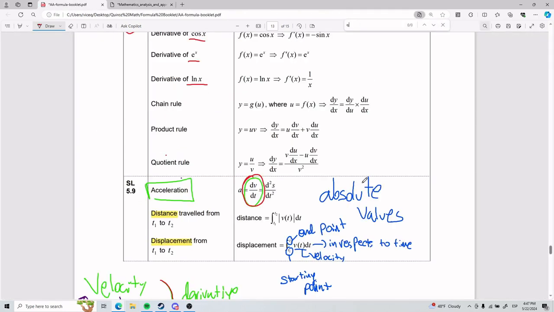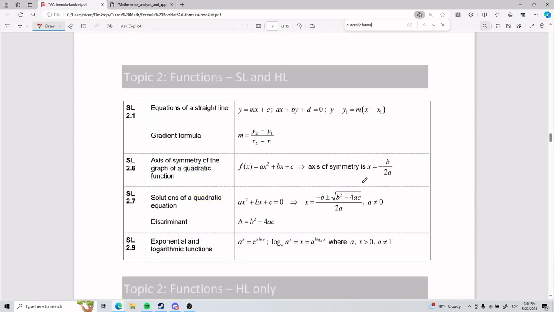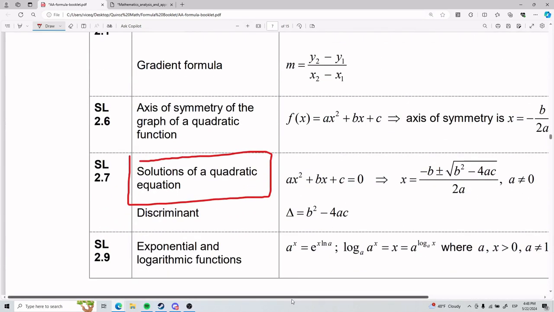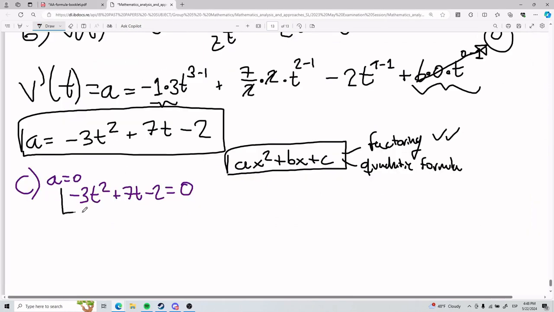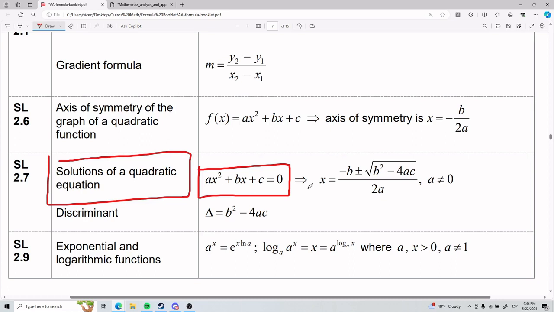So the quadratic formula, I think, is in here. There it is. So solutions of a quadratic equation is right here. See? And so as I was saying, whenever you have a context of a parabola equaling 0, which is exactly what's happening there, right? You can use this formula here. And what it gives you are the solutions for x, where the whole thing equals 0, okay?